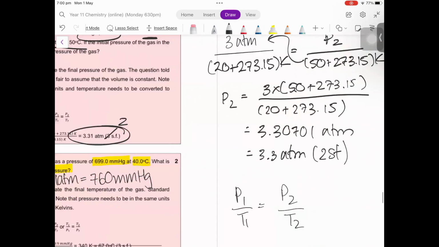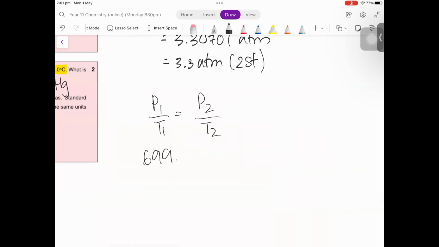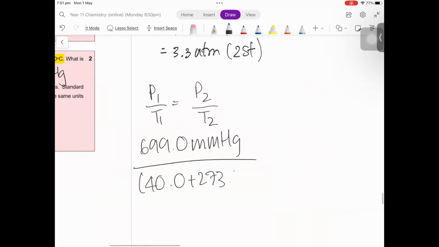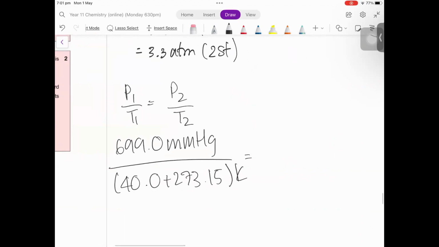What's my P1 in this question? So it'll be 699.0 millimeters of mercury. And what's my T1? Beautiful. And what's my P2? P2 would be 1 atmosphere. And because I want to be able to cancel out my units, I want to have it in the same unit. Otherwise, I need my unit to cancel out because I'm only looking for temperature in Kelvin. So what's 1 atmosphere in millimeters of mercury?